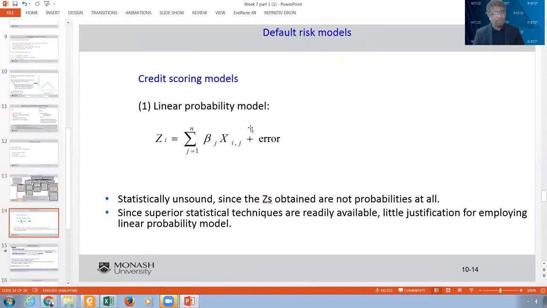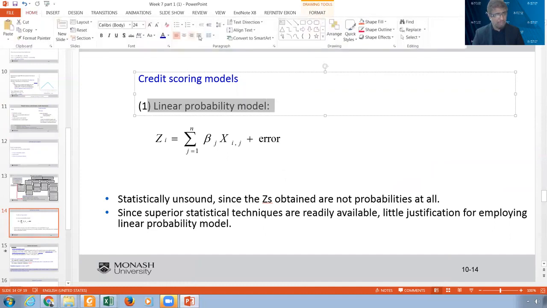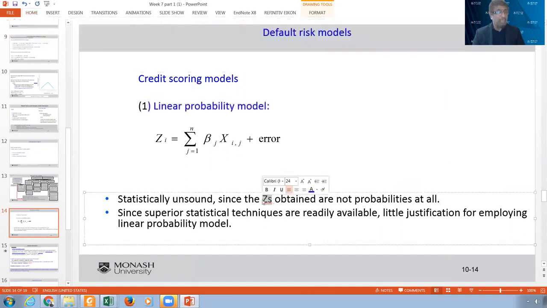Let's go now to the credit scoring models, which we start with. This is the first model I want you to know about, the linear probability model. The linear probability model will calculate for you the probability of defaulting, not the probability of payment. Based on that, for example, if the probability of defaulting is 2%, you know the probability of payment is 98%.